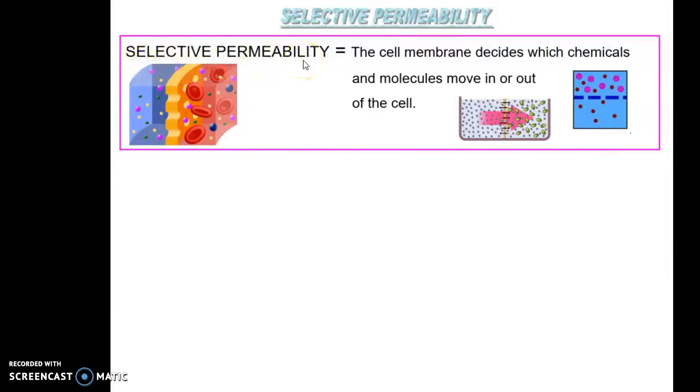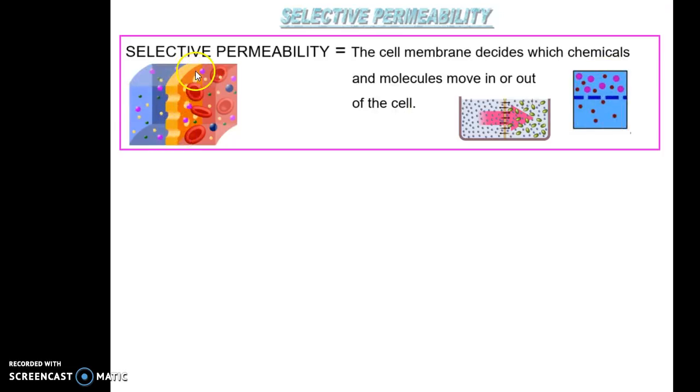Selective permeability is a fancy word that says the cell membrane, the outer coating of a cell, decides which chemicals and molecules move in or out of the cell. So if this is a membrane, some things go through and some don't. You can see the small particles can fit through over here, but these larger particles or larger molecules cannot go the other way. You can see this membrane here also can select. Small red particles can go through, but the larger pink particles cannot fit through. So it selects, or is selective, what can go through and what can go in or out.